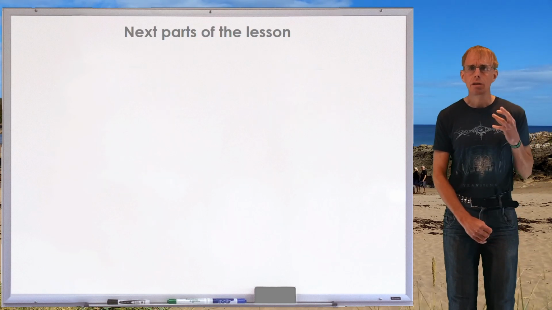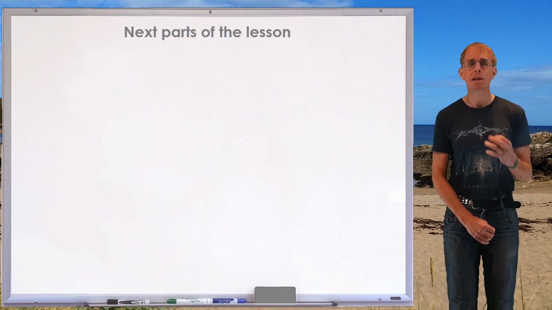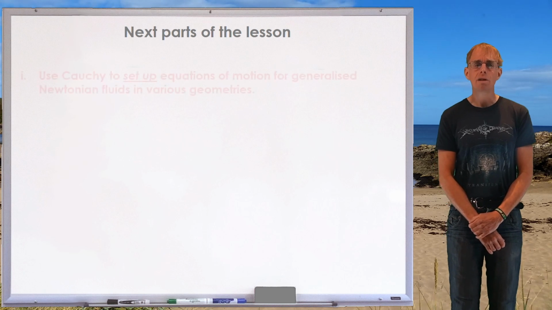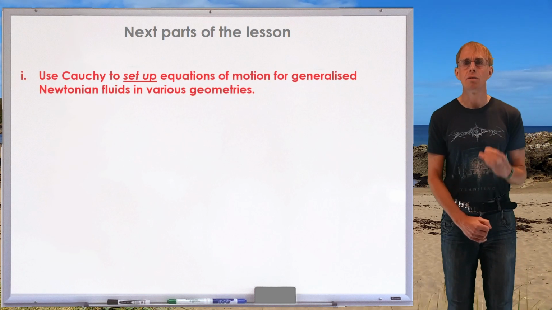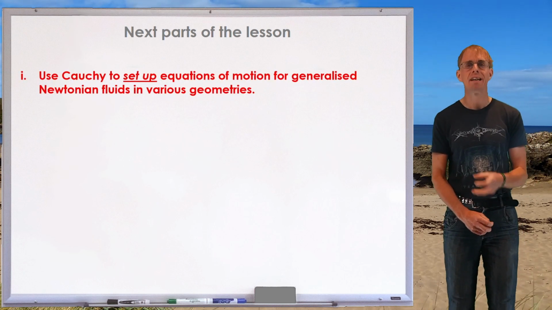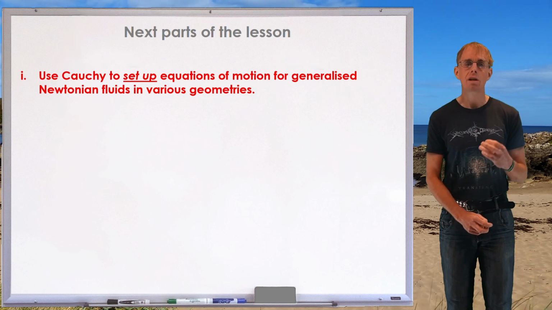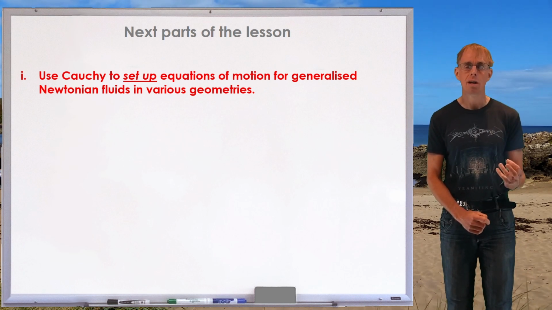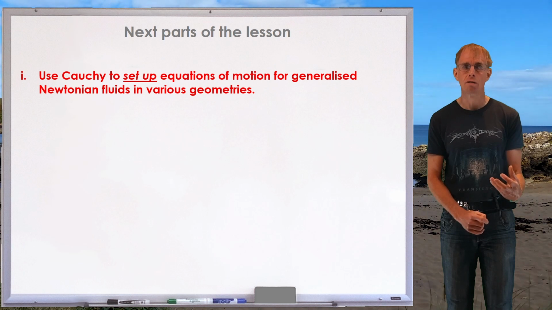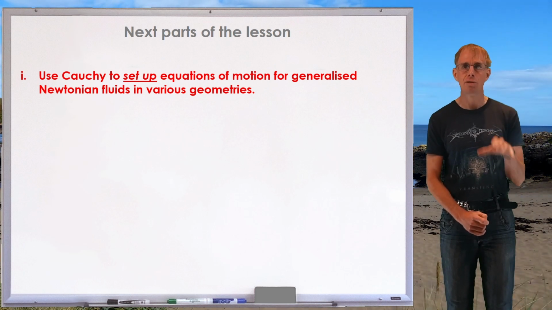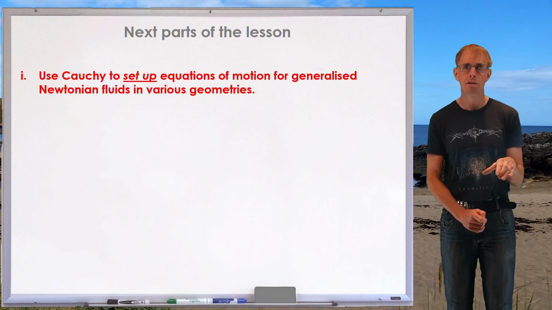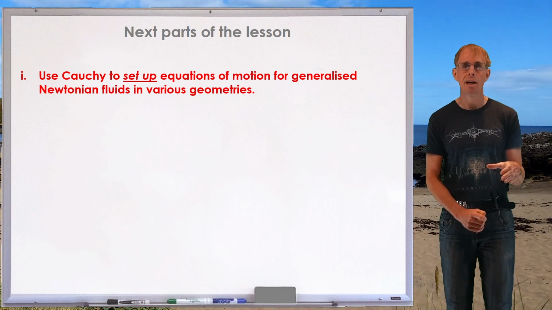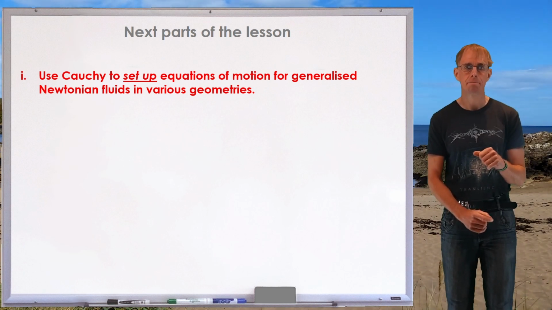So let's look at what we're going to do in the remaining parts of this lesson. What we're going to do is firstly remind ourselves how we get to some of these analytical solutions. We're going to use Cauchy's momentum equation to set up an equation of motion for a generalised Newtonian fluid within a specific stated geometry. And we're going to have a look at, for example, pipe flow, and we're going to have a look at, for example, radial flow.